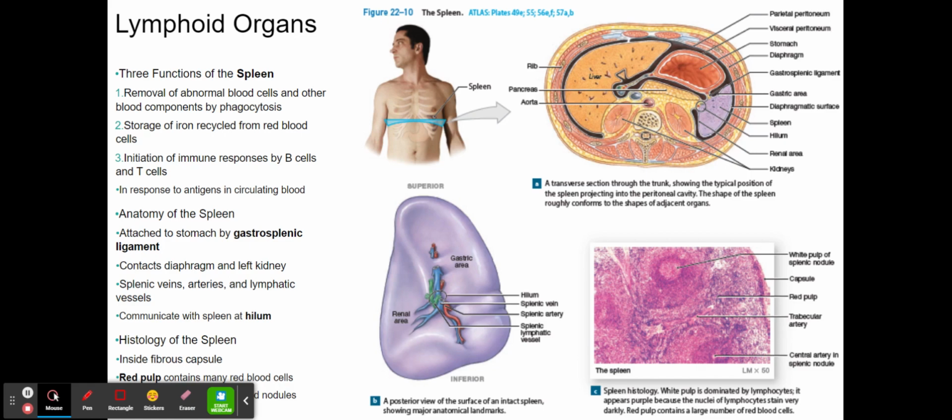The spleen has a soft texture, so its shape primarily reflects the shapes of the structures around it. The spleen is in contact with the muscular diaphragm, the stomach, and the left kidney. The diaphragmatic surface is smooth and convex, conforming to the shape of the diaphragm in the body wall. The visceral surface contains indentations that conform to the shape of the stomach, or the gastric area, and the kidney, or the renal area. Splenic blood vessels, the splenic artery and the splenic vein, and lymphatic vessels communicate with the spleen on the visceral surface at the hilum, which is a groove marking the border between the gastric and the renal areas.